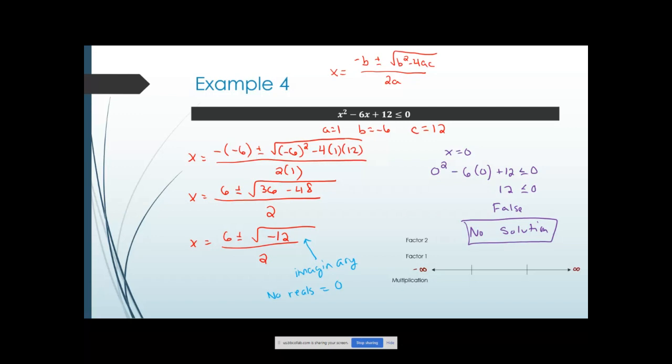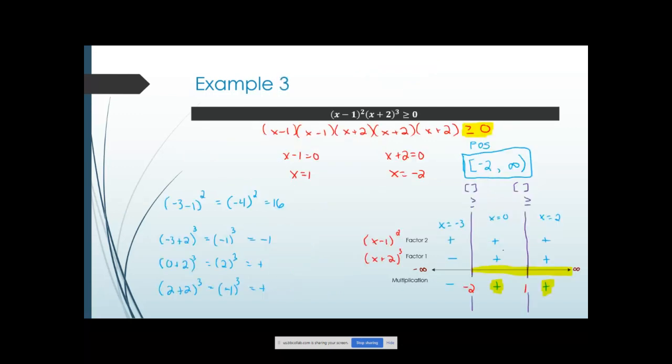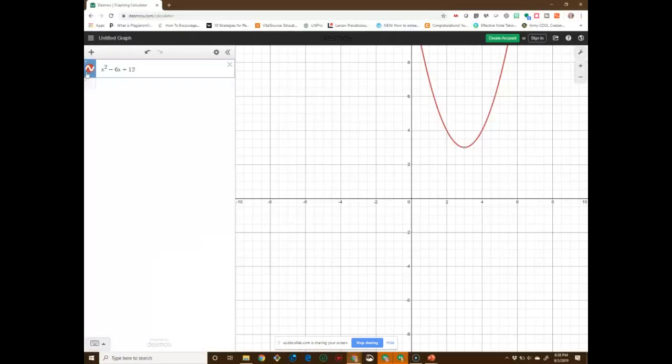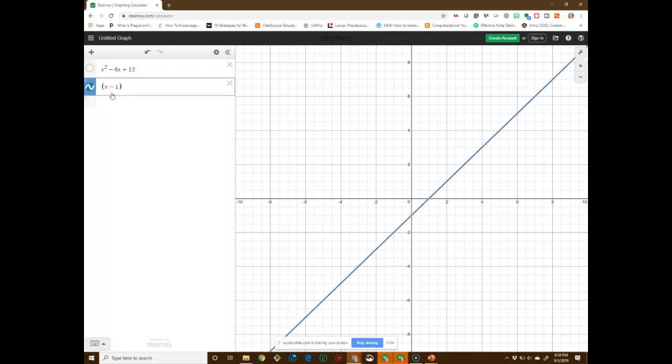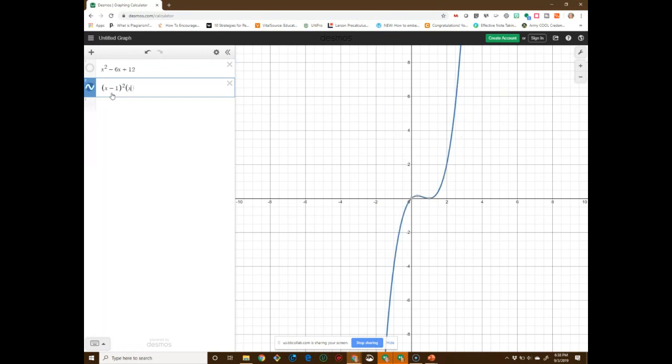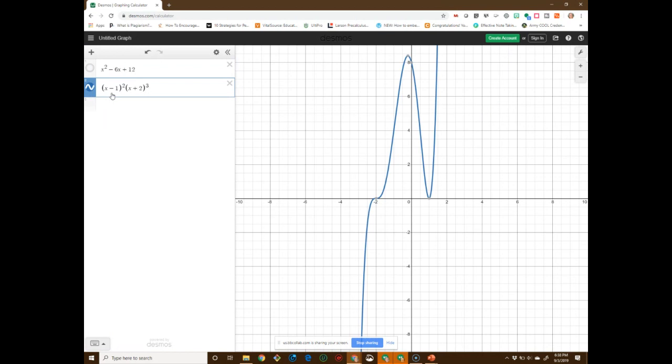So let's switch to example 3, and let's graph example 3, and we should see that it's below 0 from -2 to infinity. So example 3, we had x minus 1 squared times x plus 2 cubed. And we're looking for where it is greater than or equal to 0. So it's equal to 0 at -2 and at 1, which were the two values that match when we factored it. And it's greater than 0 everywhere to the right of -2, because everywhere on the right side there, our graph is in the positive part of the graph.